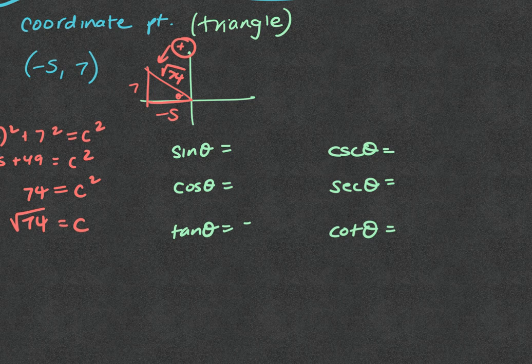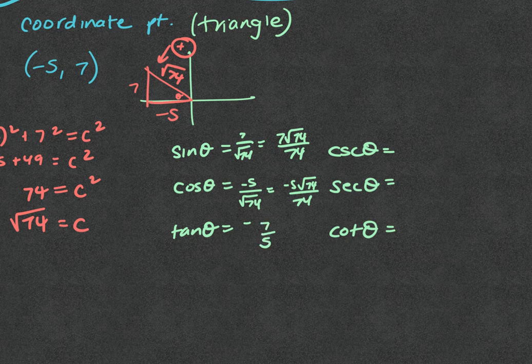All right, so now I'm going to set up each of these based on SOHCAHTOA. So sine would be opposite, which is 7 over hypotenuse, and then we rationalize: 7 root 74 over 74. If you can reduce it, you reduce it. Cosine, -5 over root 74, which becomes -5 root 74 over 74. And tangent 7 over -5, or -7 over 5, doesn't matter.